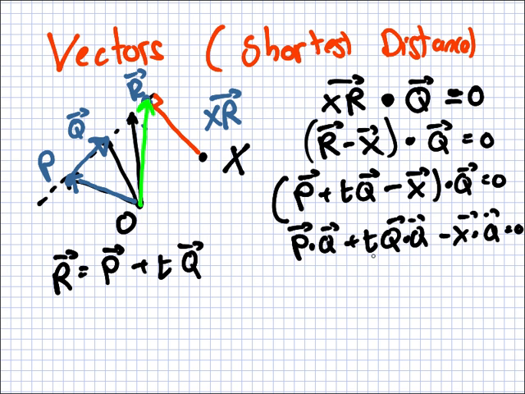I want to try and get the t here, because if I know the t, then I know the OR, and if I know the OR, then I know the XOR. If I know the XOR, then I can get the length. So you can say that t will equal X dot Q minus P dot Q, over Q dot Q. Q is OQ?